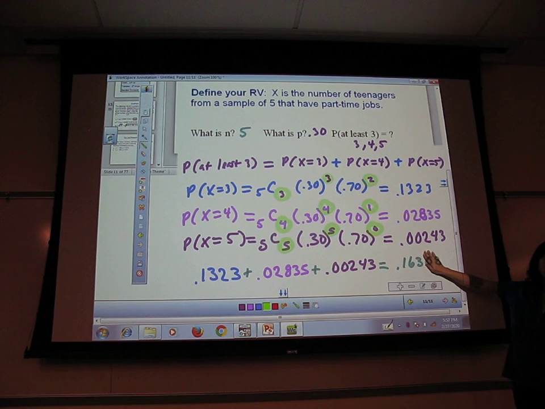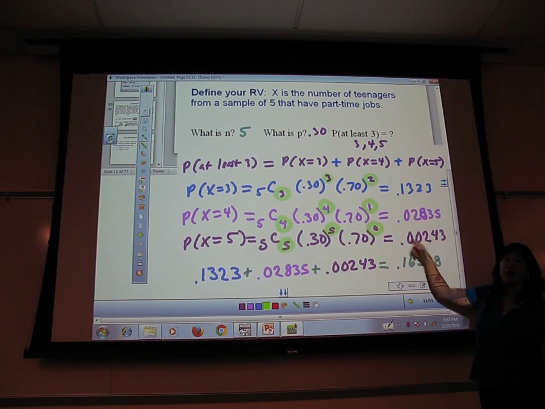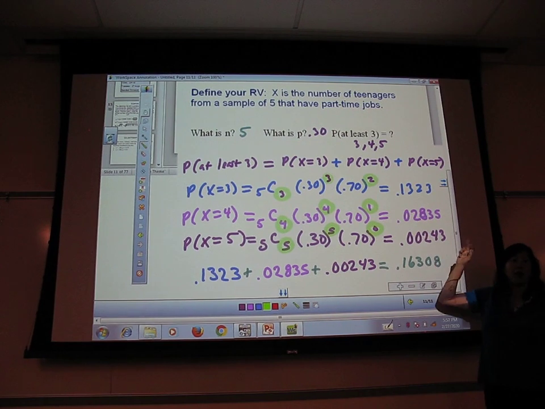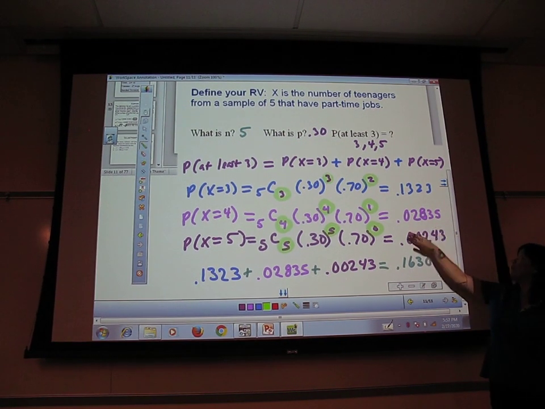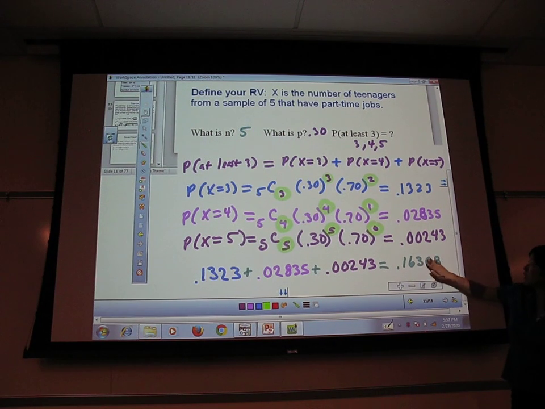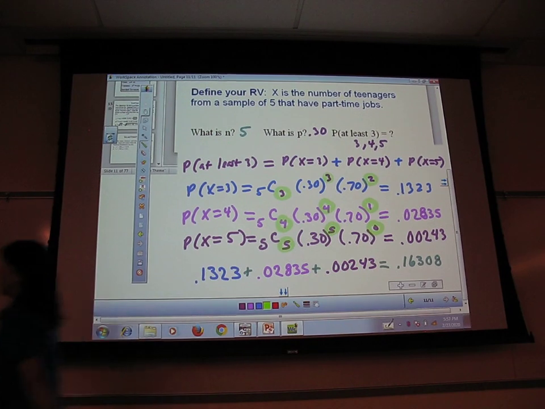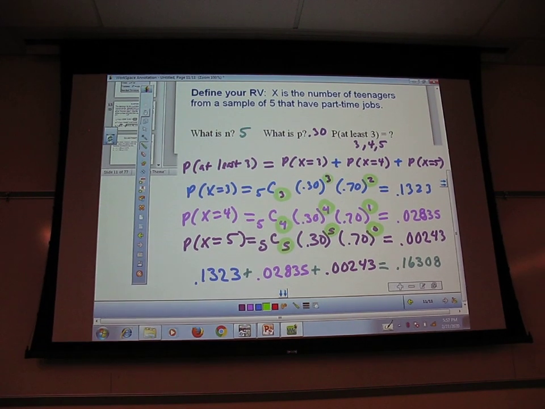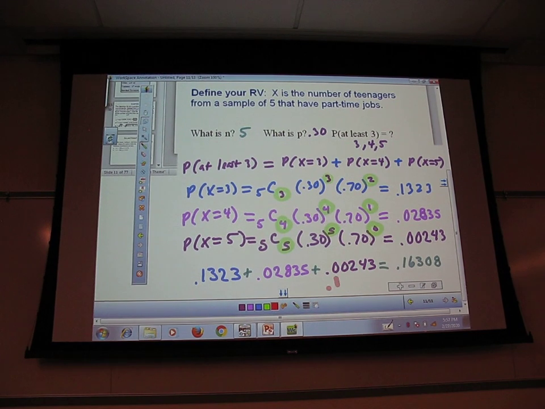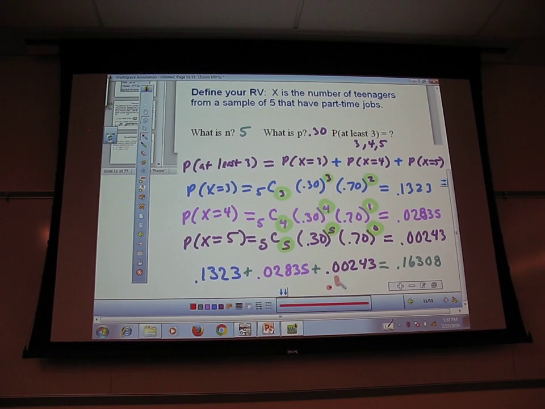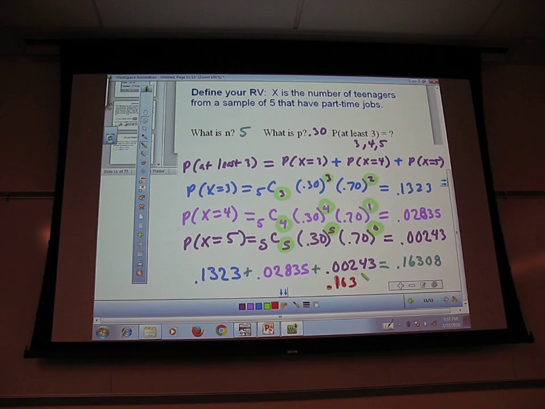So that's what Jaime was asking about earlier, right? This is along the way. Do you guys see what I'm saying? These are all along the way calculations. They're not the final answer. Give me 4 or 5 decimal places, and then when you get to the end, round it to 3. So my final answer would be 0.163. Good.